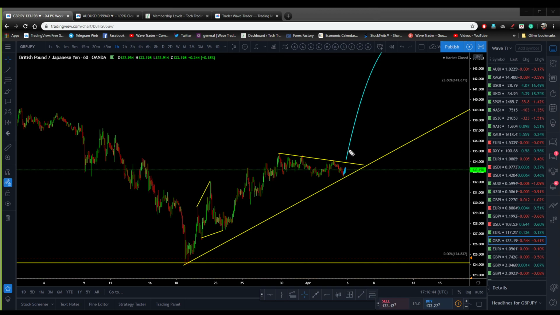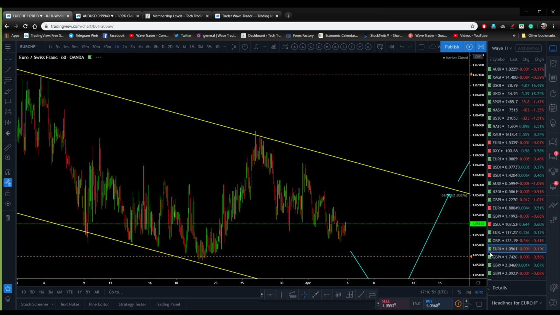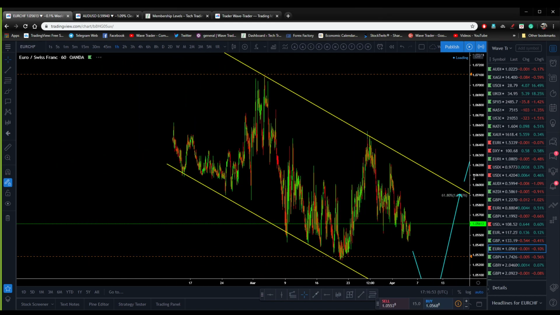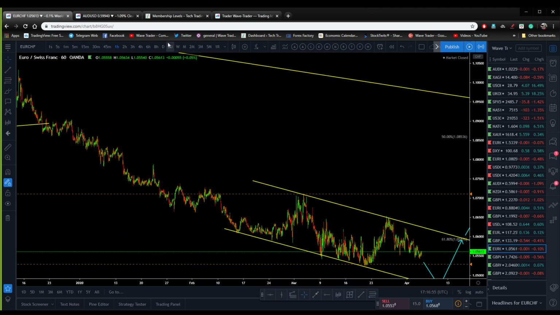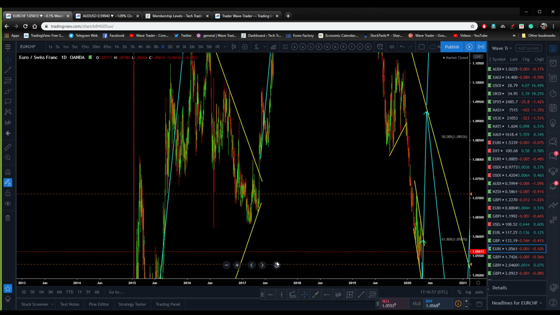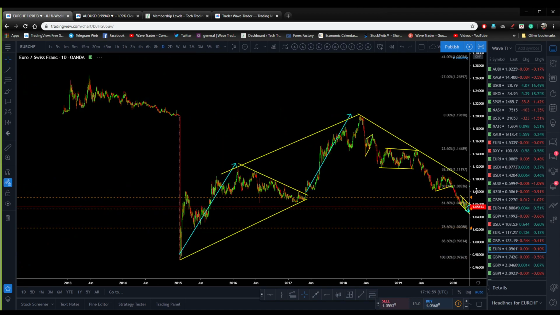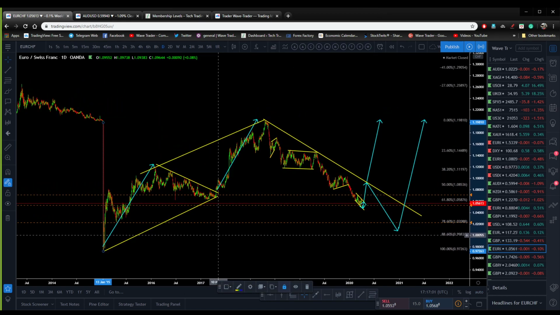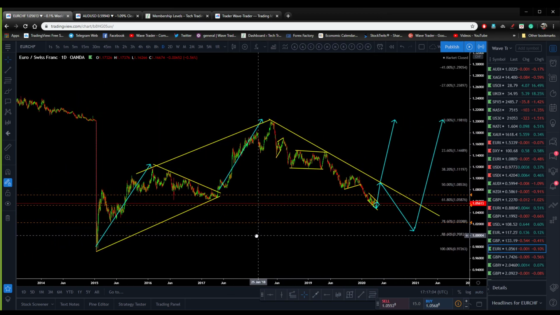So breakout and go for another leg, and continue to go higher. Pound yen is testing the previous bottom, a double bottom is going to form. Look for it to reverse for longer term buy. So Euro Chief, that's the Euro Chief chart.